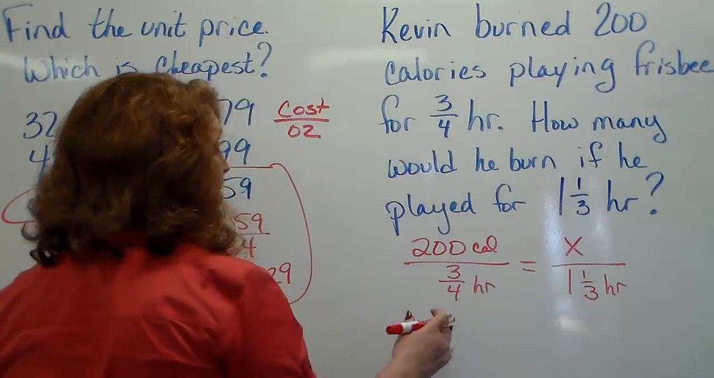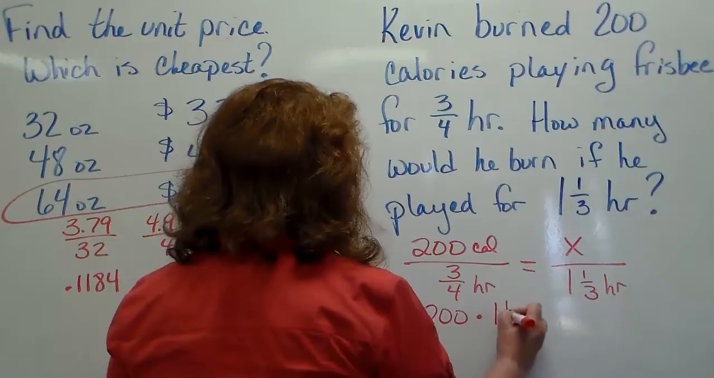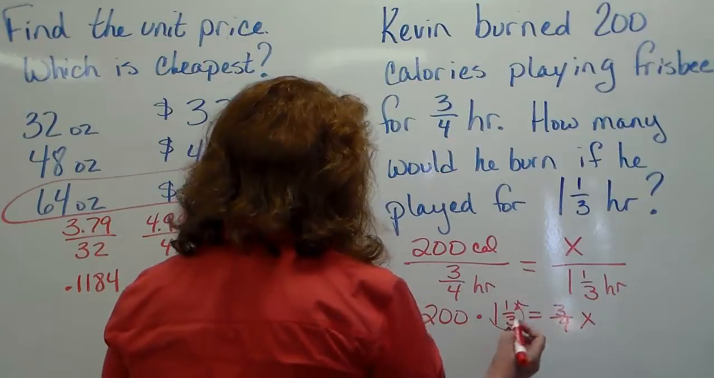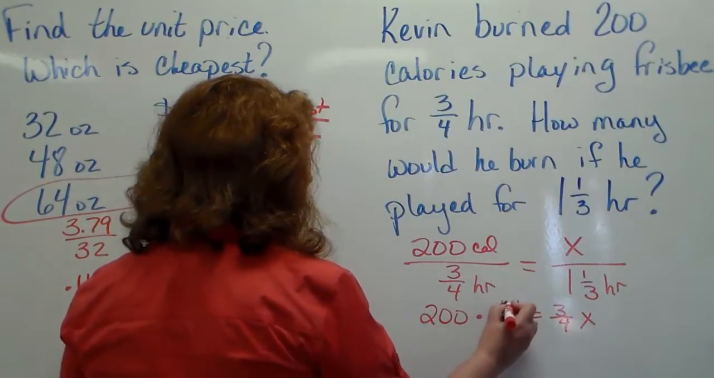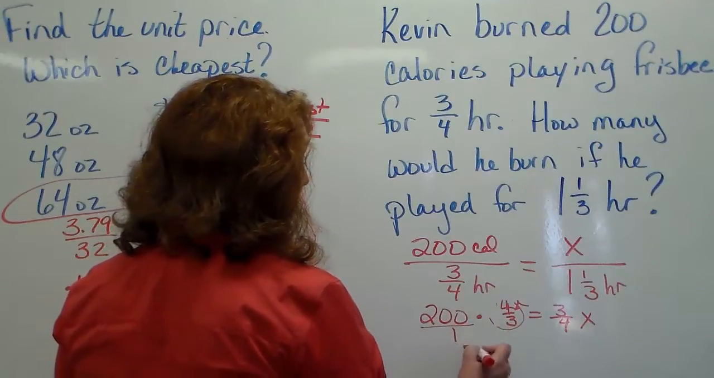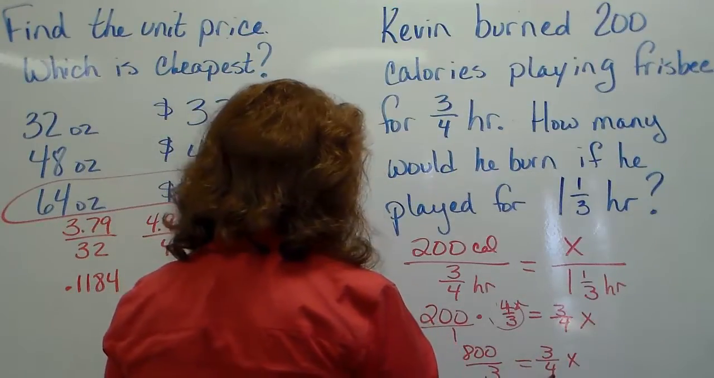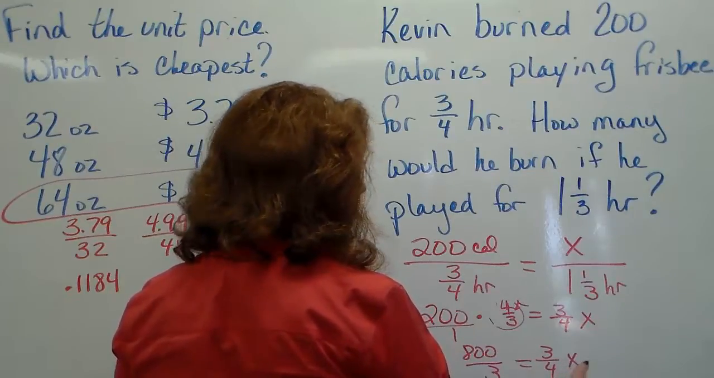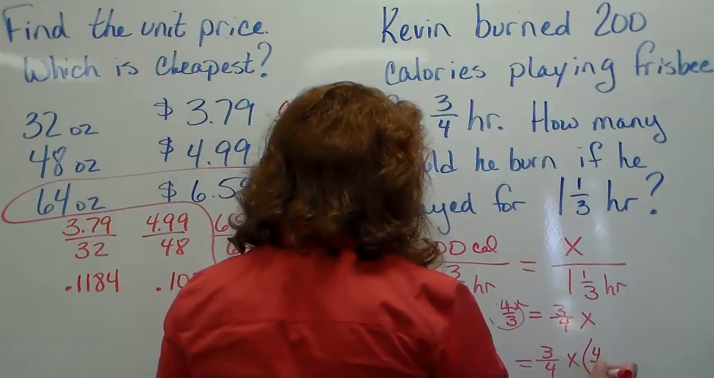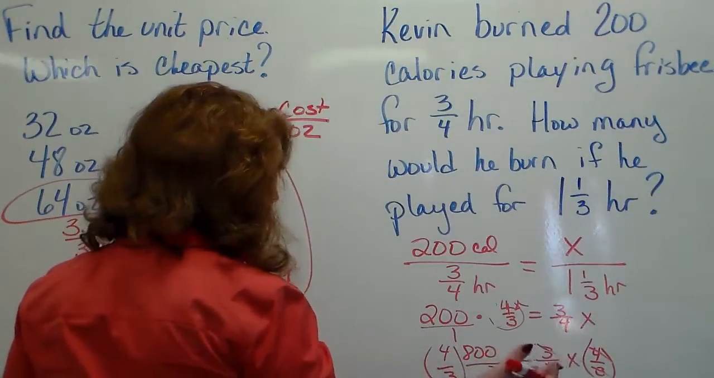So we're going to take the numbers and we're going to set up cross products. So 200 times 1 1/3 equals 3/4 x. Well, I need to do my circle thing here. This is really 4/3 and 200 over 1, and I can't cross cancel here, so I've got 800 over 3 equals 3/4 x. I have a 3/4 multiplied to my x, so I'm going to divide it away, and that means I'm going to flip and multiply. So I'm going to multiply both sides by 4/3. So I can't cross cancel here because I picked really lousy numbers.